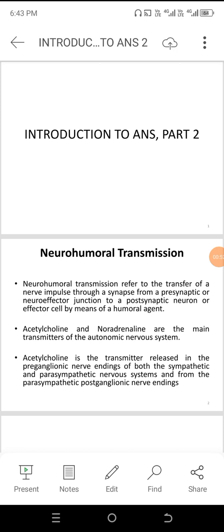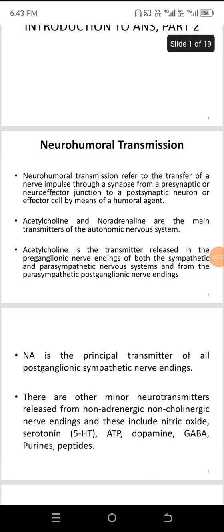So, by that definition, we understand that two things are involved: neurohumoral. That means there is an electrical aspect whereby an action potential is generated, and also there's a humoral component whereby a neurotransmitter is released. We still remember the role of acetylcholine and noradrenaline, and we still remember where they are secreted in the autonomic nervous system. These two are the principal transmitters of the autonomic nervous system.